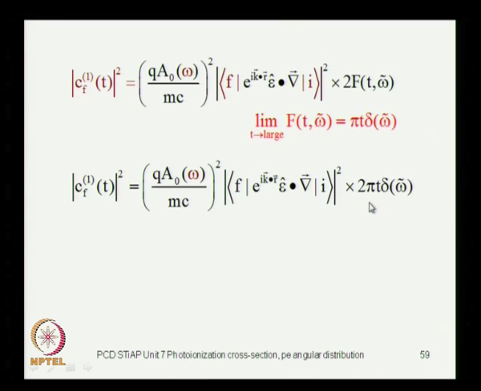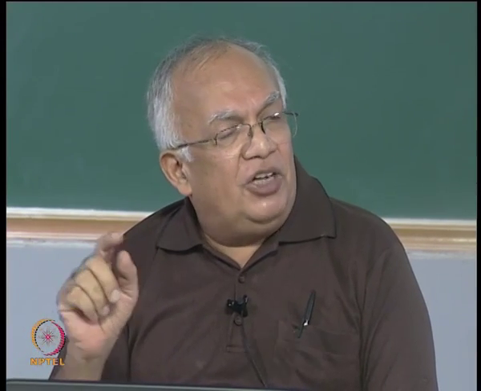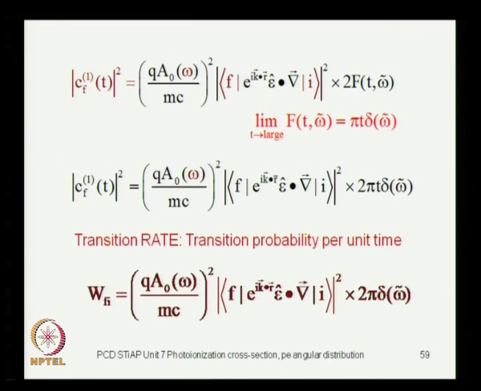Notice that there is a time dependent term over here. So, if you take the transition rate, which is the transition probability per unit time, you will differentiate this with respect to time, and that twice pi t, when you differentiate with respect to time, t will go away and you will get the transition rate, which has been written as W. This is the transition rate. It has got this square factor qA over mc square, then it has got the square of the modulus of the transition matrix element. This is the matrix element for transition, that this interaction induces a transition from the state I to the state F, and then there is this twice pi times Dirac delta function.